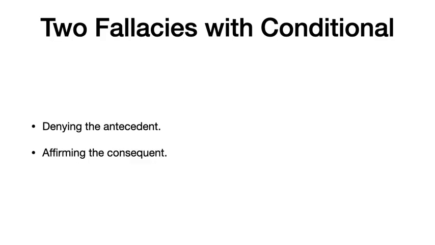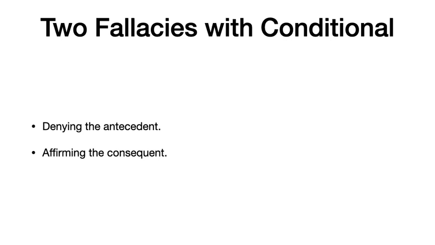Now, we'll come back to this idea of logical equivalence because it is very important. But for the time being, I want to talk about one of the things that makes conditionals tricky: there are two fallacies involving conditionals. A fallacy is a form of argument that looks like it's valid, but it is not. And the two fallacies are denying the antecedent and affirming the consequent.